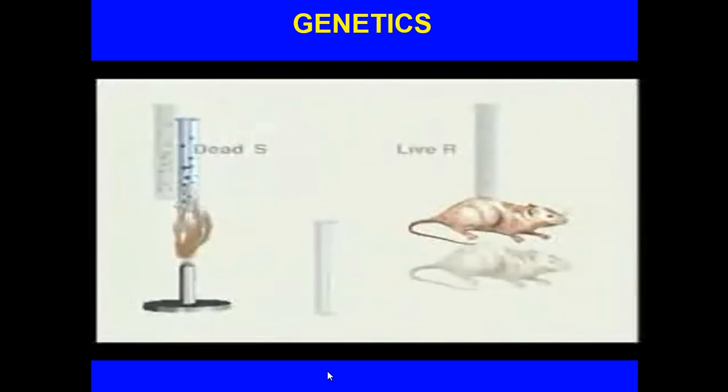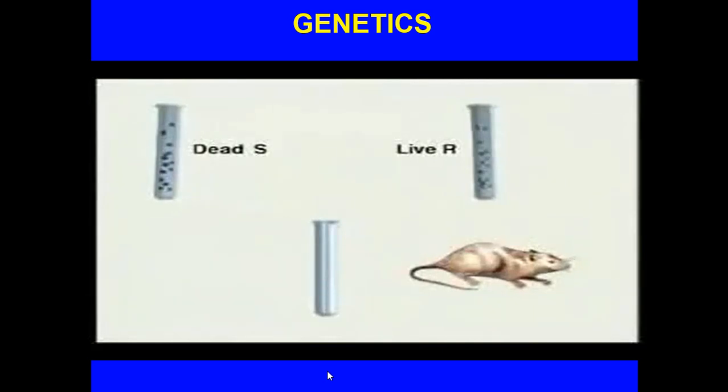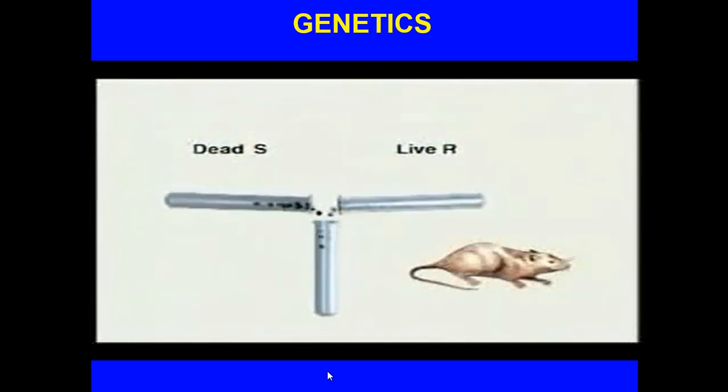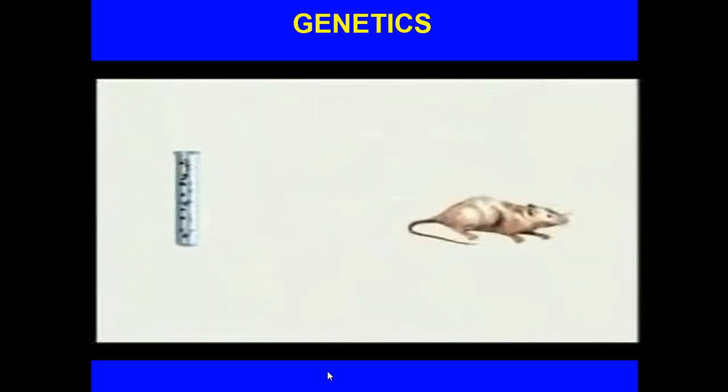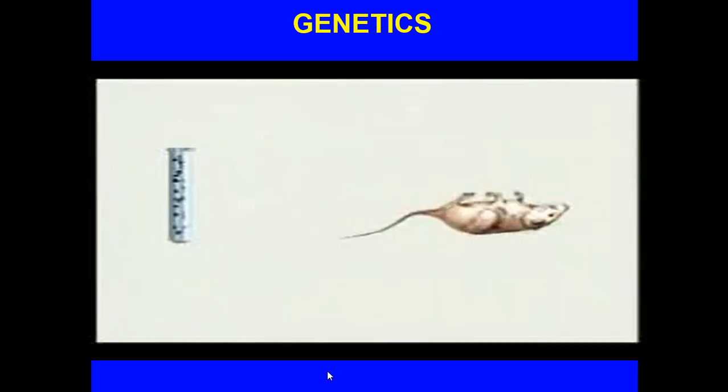Next, Griffith mixed together heat-killed S cells and live R bacteria. Since the S cells were dead and the R bacteria were harmless, he expected this mixture to be harmless. However, when the mixture was injected, it proved deadly. The mice developed pneumonia and died, just as they had when injected with live S bacteria.